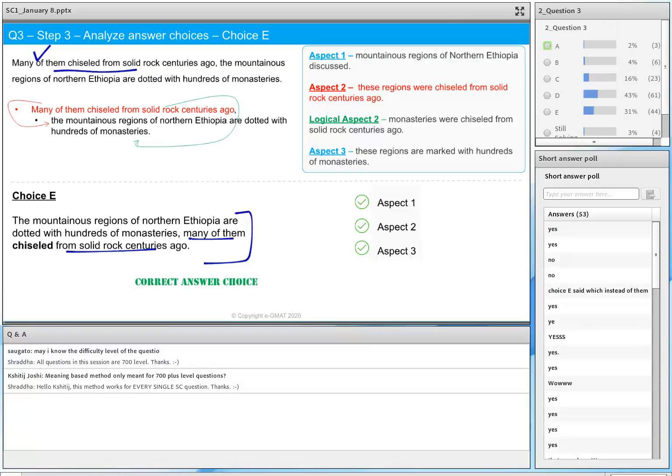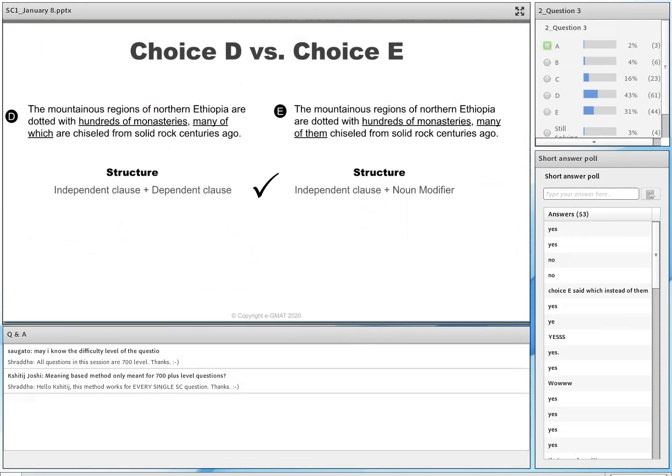Okay? Now, the most burning question that comes about this choice, about this question, is the structure, is the use of many of which is correct in choice D? If it is correct, then why didn't we go for it? I told you, structure-wise, there is no problem with choice D. Everything is fine. The way this sentence is written, choice D uses an independent clause and a dependent clause. This part is the dependent clause. I know I'm getting a little technical here, but many of you will ask this question, so I just thought that I'll address it.